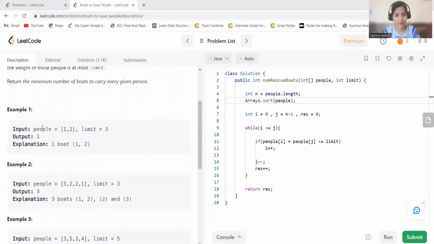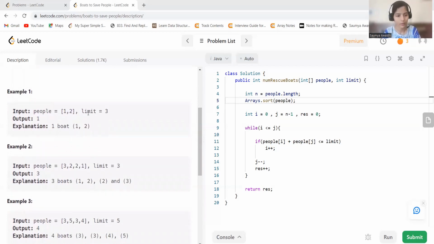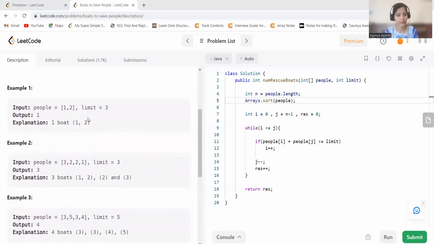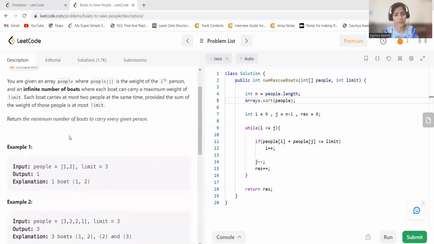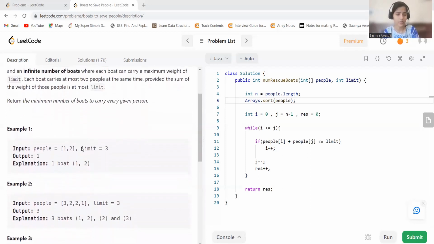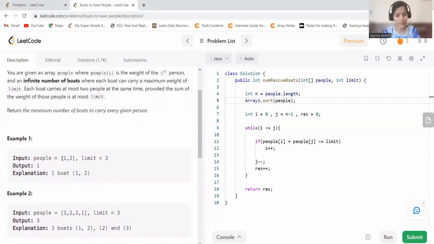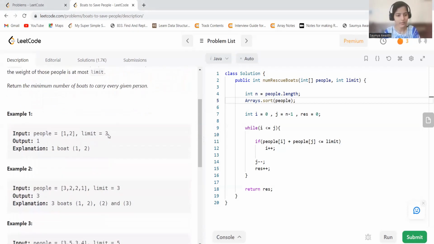So here's our first example: people equal to 1, 2, limit equal to 3, right? Here we have to return the minimum number of boats. You can see in the first boat itself we can take these two people, because at most two people are allowed. You sum them up, the weight of these two people is 3, right? So we are satisfying the condition that the sum should be at most limit, because limit here is 3.